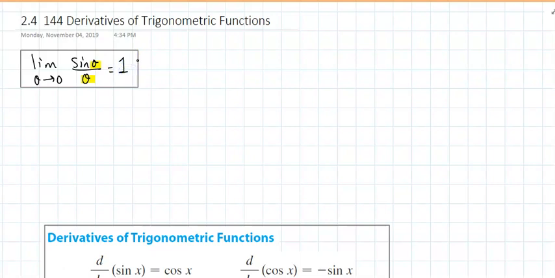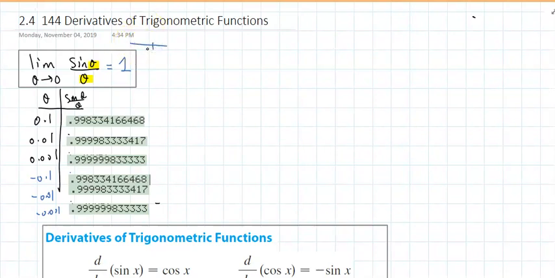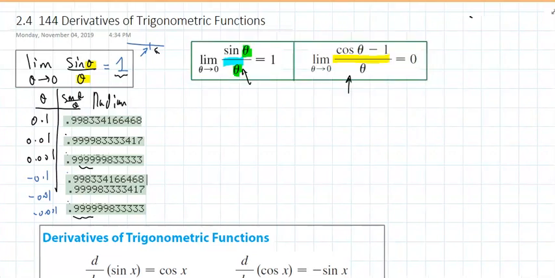Now I want to prove that. So I'm going to make a table and I'm going to pick values for theta. So I plugged these values in. I checked the limits from the left, the limits from the right. And I plugged it in and I made sure that I was in radian mode. And this is what I got. So you notice it's leveling off next to 1. Something I should remember. Actually, there's another one. And it turns out those are the 2 limits that you need to memorize.